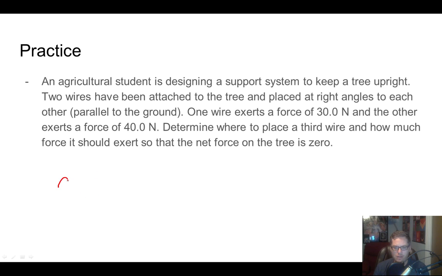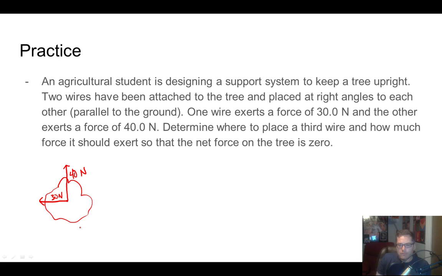All right, so we've got a tree, so we'll draw a tree, just for funsies here. And then it says that we've got 2 forces and they're being pulled parallel to the ground. So maybe he's got them attached to stakes or something next to the tree. And we need to figure out where our third wire needs to go. All right, so this is the middle of the tree. We're looking down at the tree, so we're up above the tree looking at these wires. We've got these 2 forces. One is going up here, and it's 40 newtons. They're at right angles to each other, and here's our 30 newton force going that way.